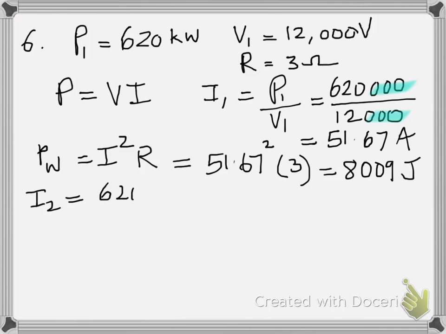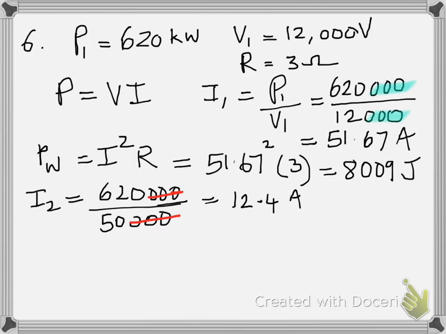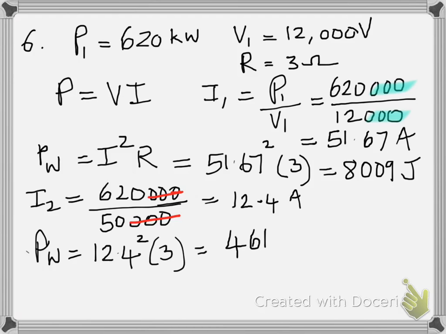Okay, but in the second case, if we were to send it at that higher voltage, the current would be 620,000 divided by what? 50,000, isn't it? So 620,000 divided by 50,000, you get 620 divided by 50, which is 12.4 ampere. Much smaller current, as you can see. And therefore, the power wasted would be 12.4 squared, multiplied by the resistance, which is a constant. And you end up with 461.3 watts. Look at the difference. 8,009 watts, and here it's 461.3.